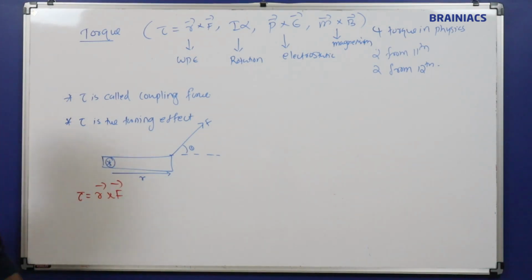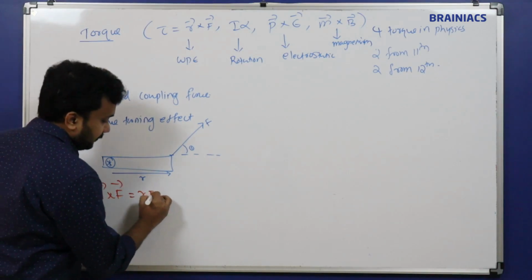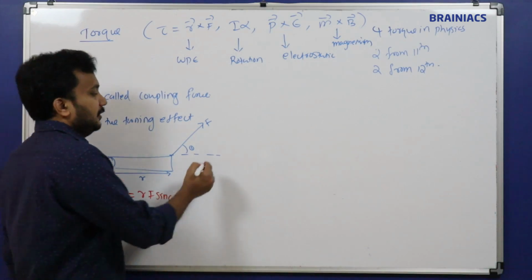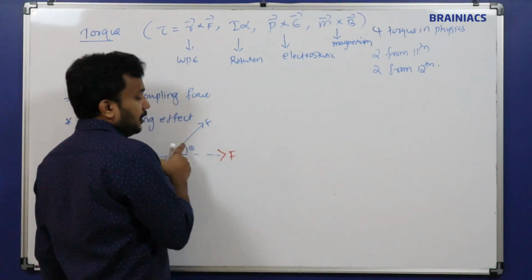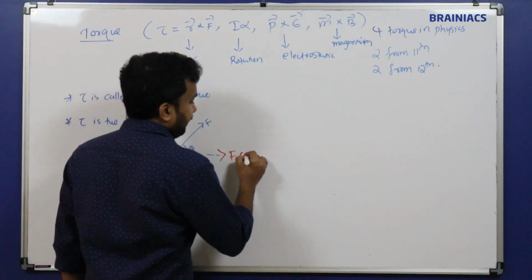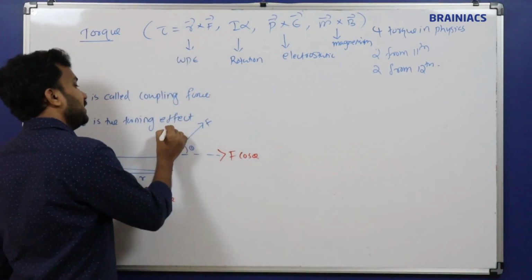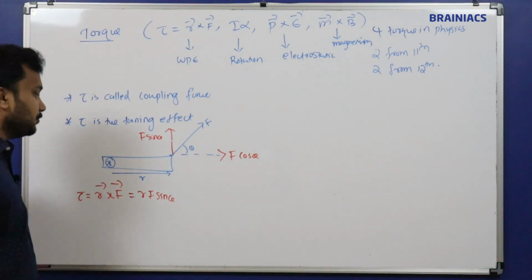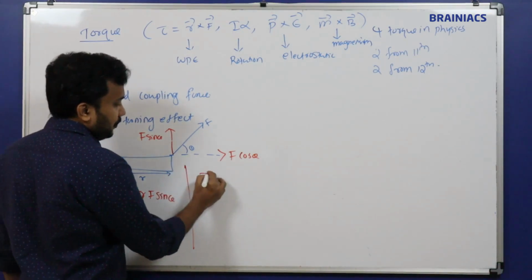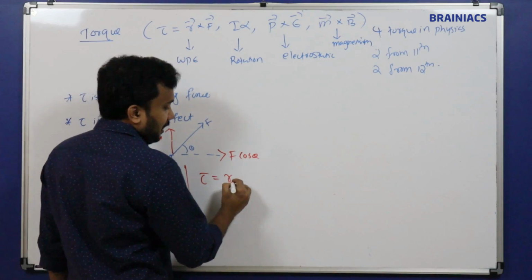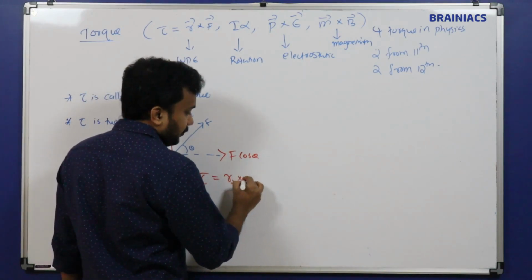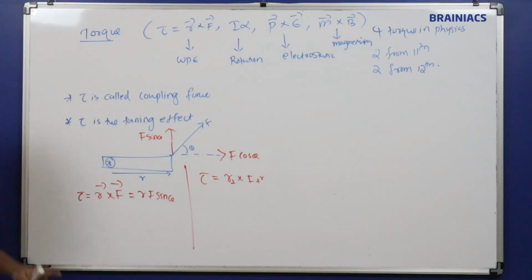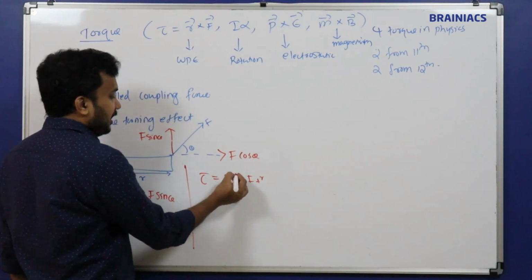R cross F means R F sine theta. How is this coming? This is what I am trying to describe here. F resolves into the horizontal component, the side adjacent to theta, F cos theta, and the other side is F sin theta. Now, while writing the torque equation, make sure that R is perpendicular crossed with force perpendicular. R is perpendicular and F is perpendicular.